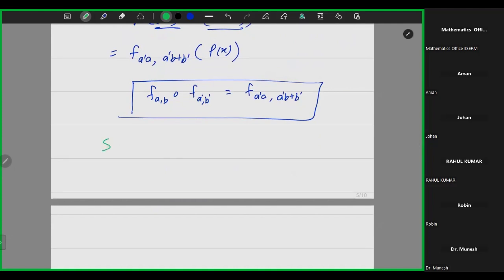Further, show that if a is a unit in R, then f_{a,b} is an isomorphism, and find its inverse.